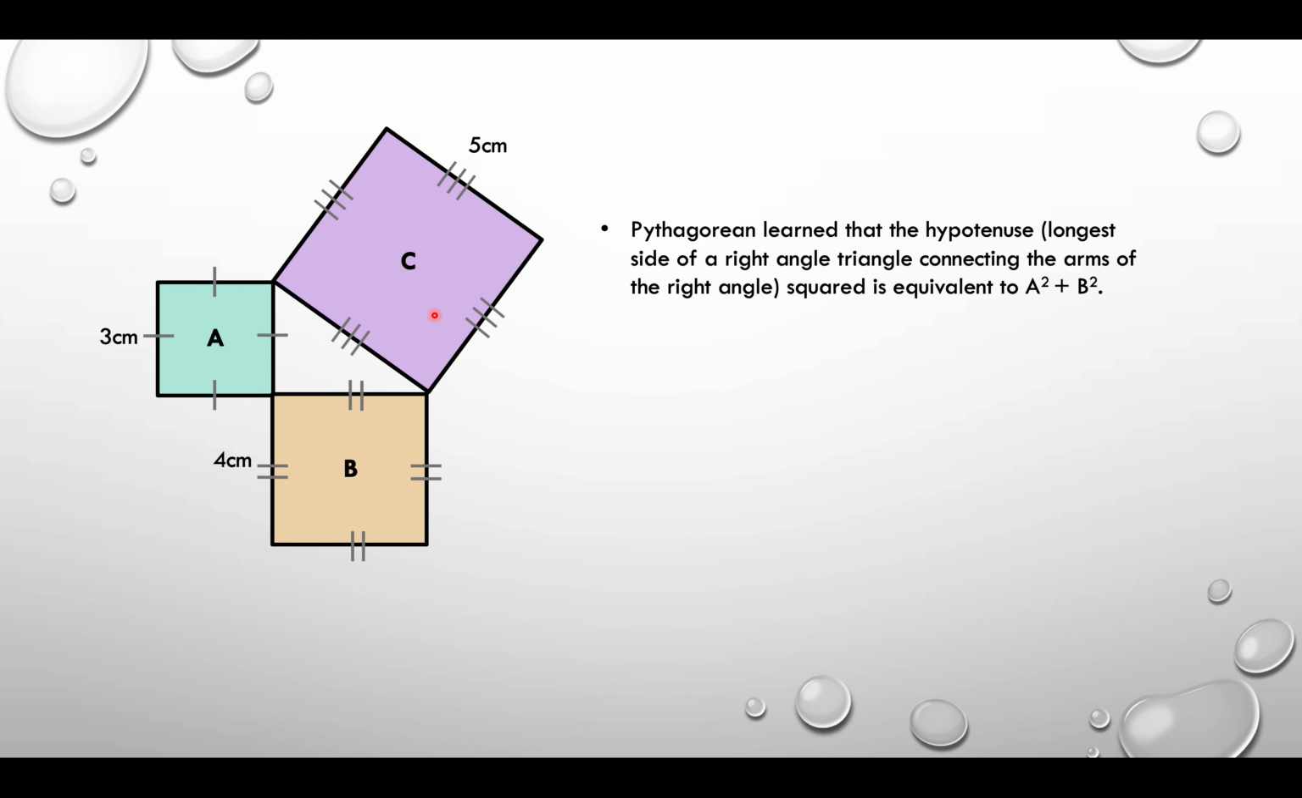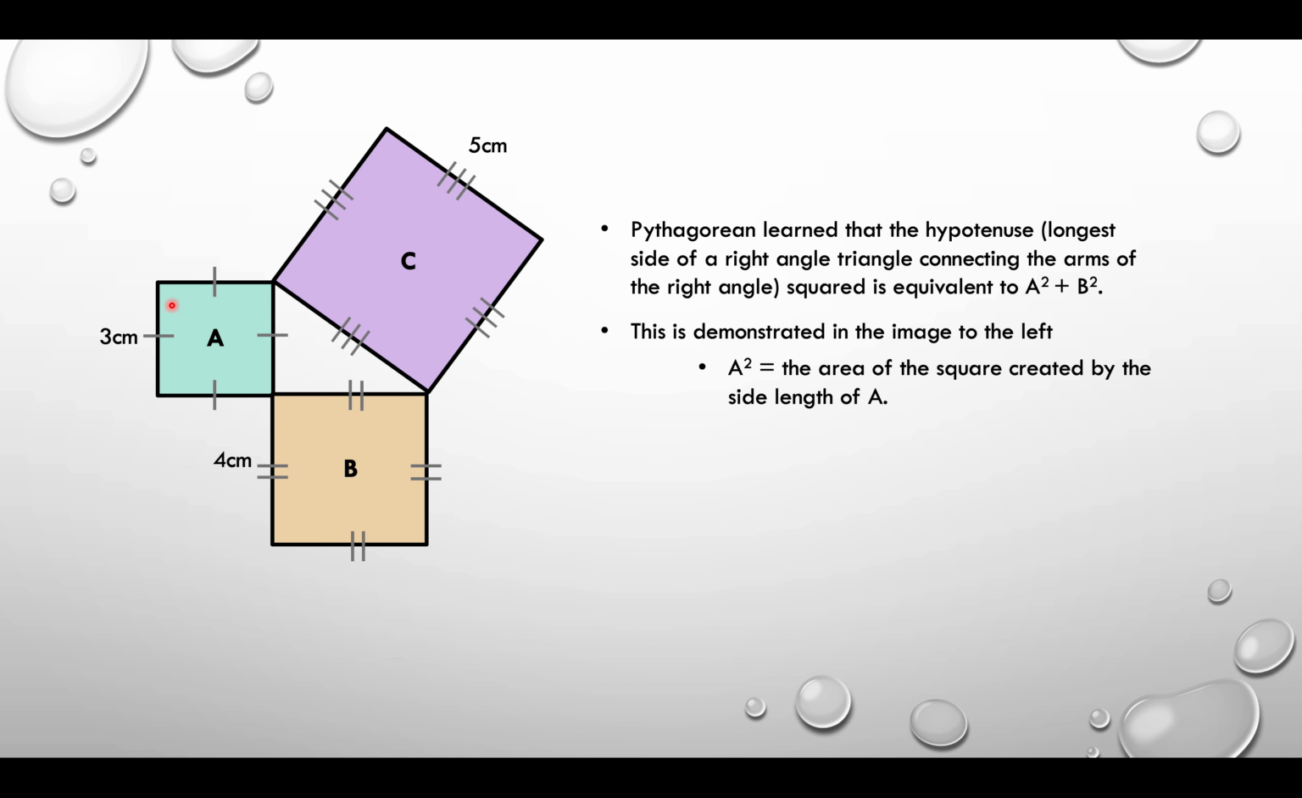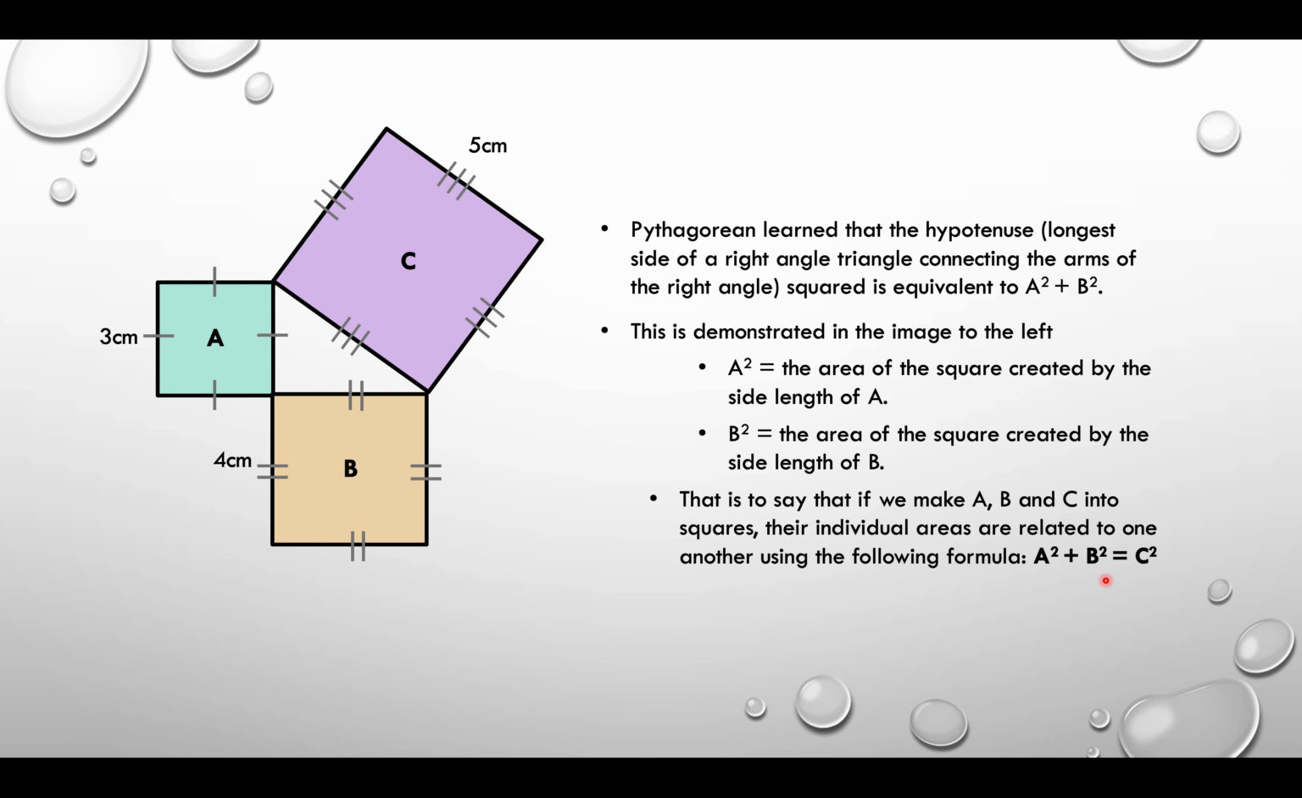So he learned that the area of a square created from the hypotenuse, this part of the triangle, is equivalent to the areas of the squares of A and B. So again, A squared would be how we figure out the area of a square. A squared would be 3 times 3. That would give you the area, which would be 9 centimeters squared for the teal square. Same thing for B. And then we can see the final formula down here is A squared plus B squared. So these two areas added together equal the entire area of the hypotenuse square.